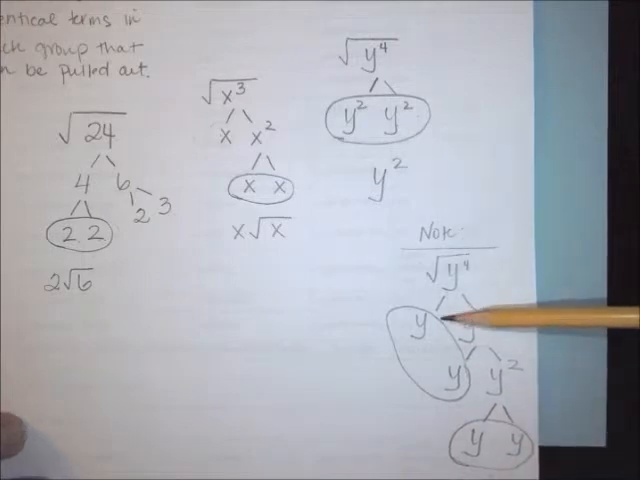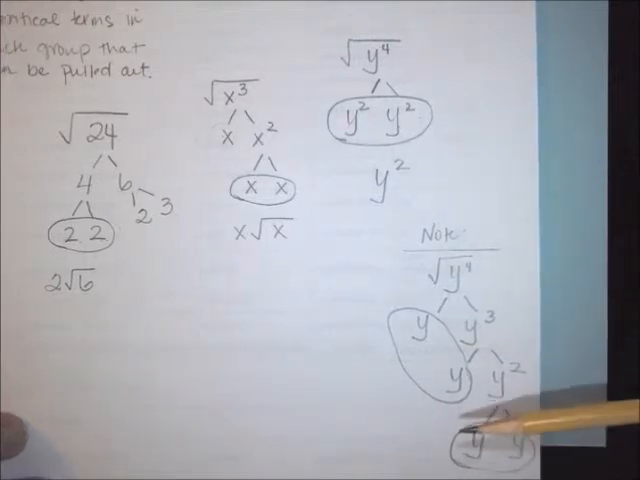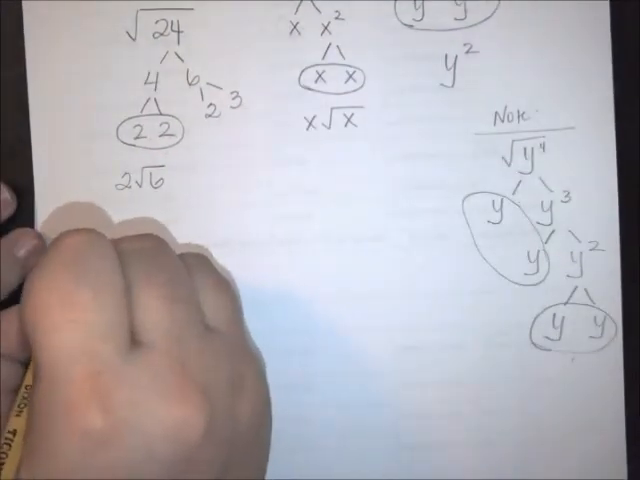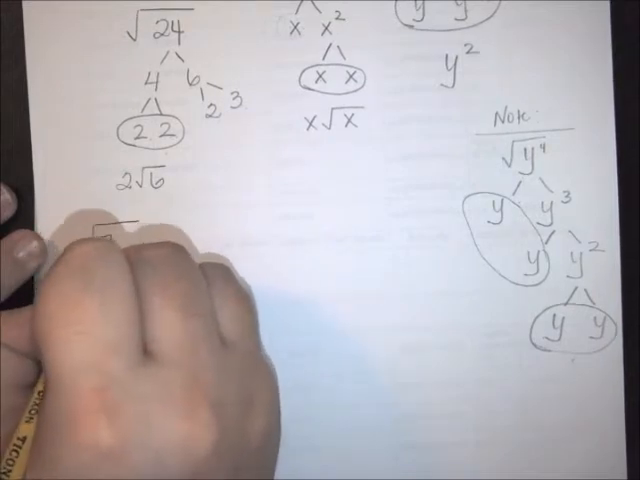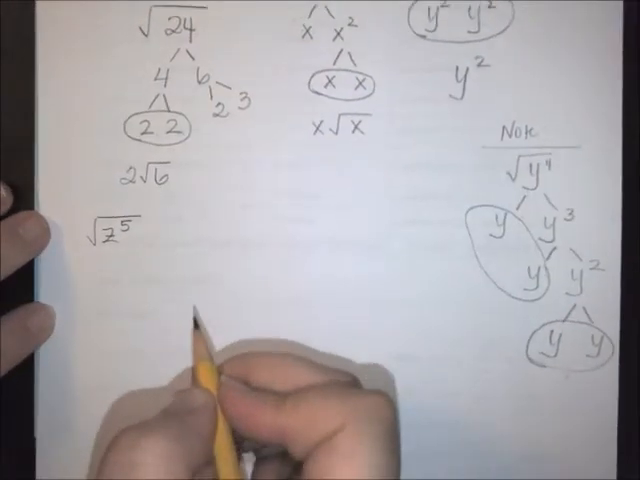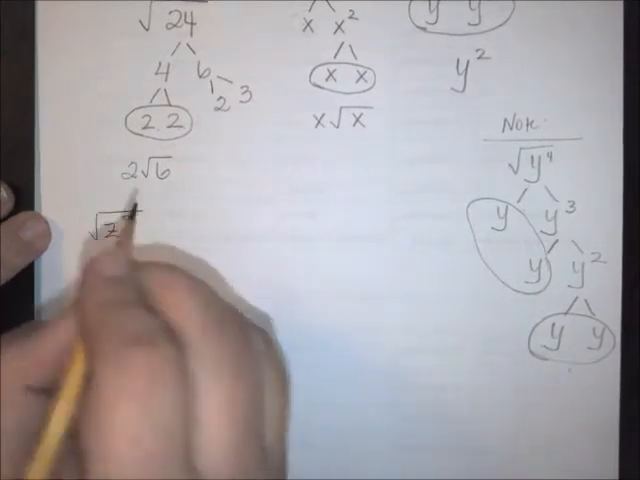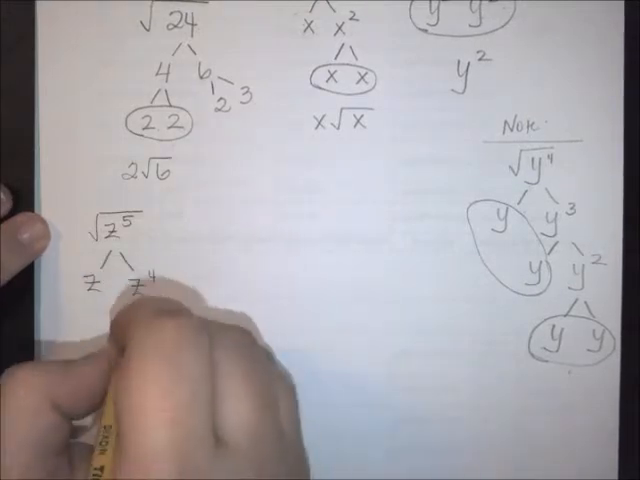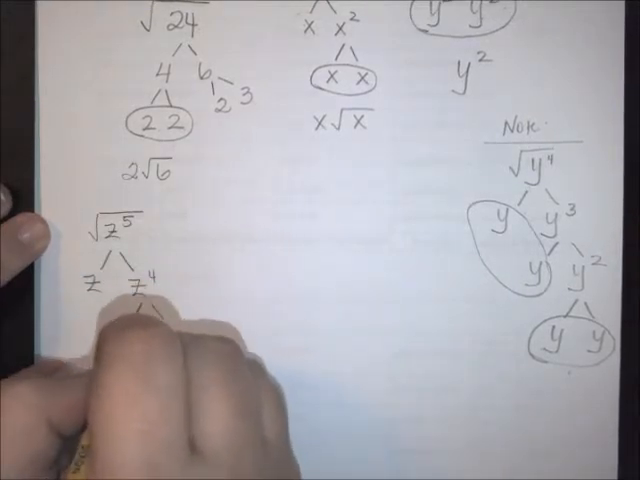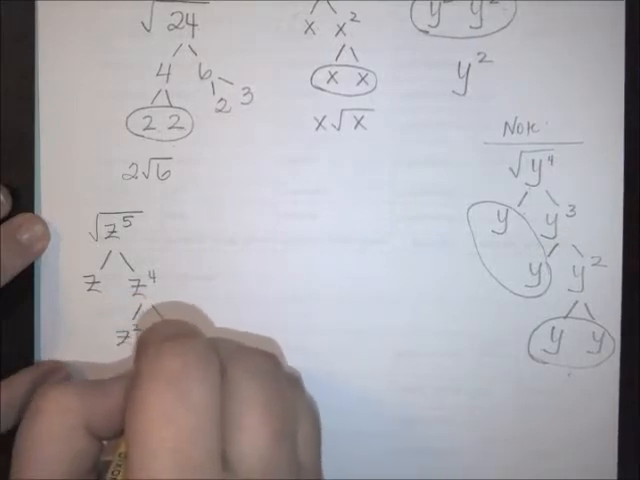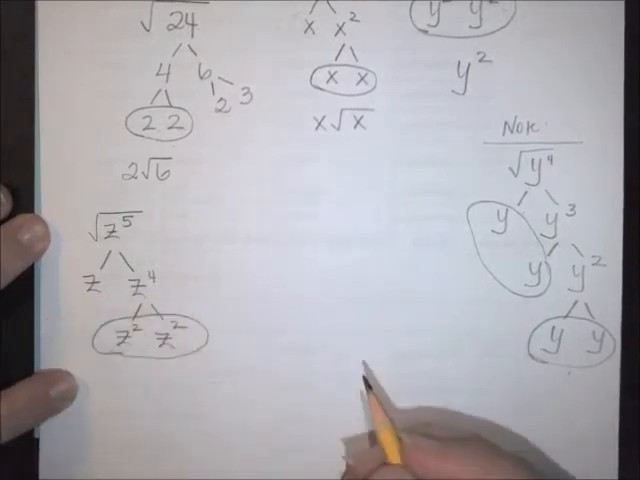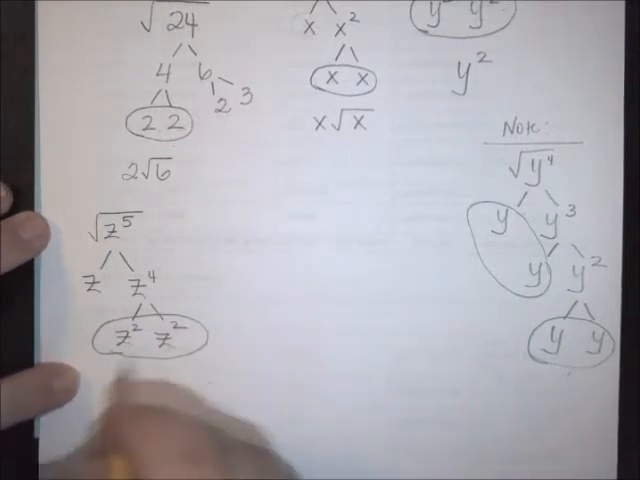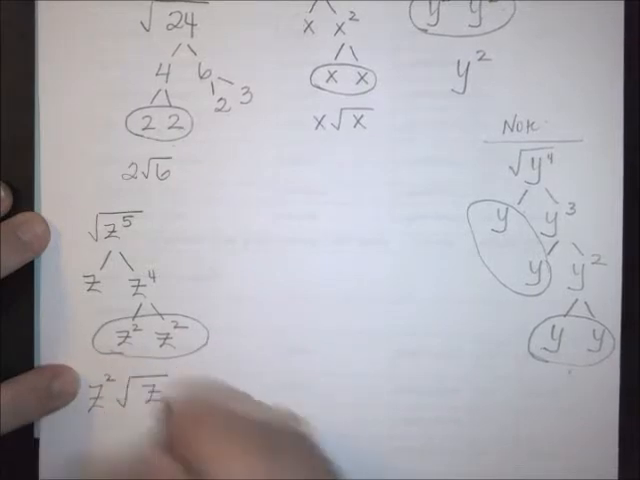Just remember you're making groups of 2. Now the last one we have to do is z to the 5th. So here we're going to do the square root of z to the 5th, and we're going to do it in the same way. With this we can pull out a z and leaves behind z to the 4th, and then we know that this is going to break down into z squared and z squared, which is a group of 2. Therefore, what pulls out is my z squared, and what's left behind is z.